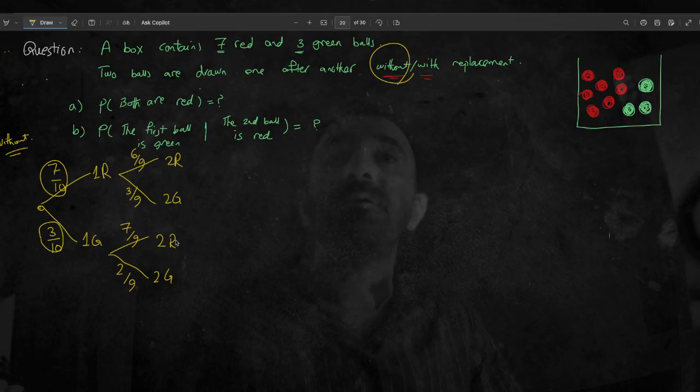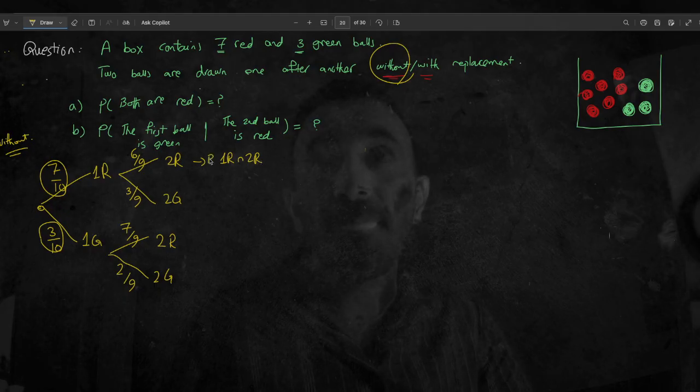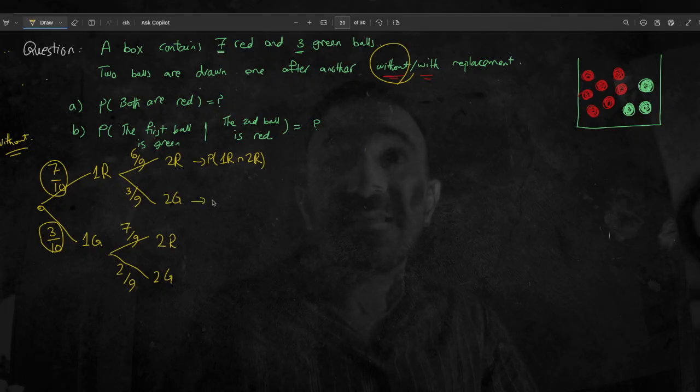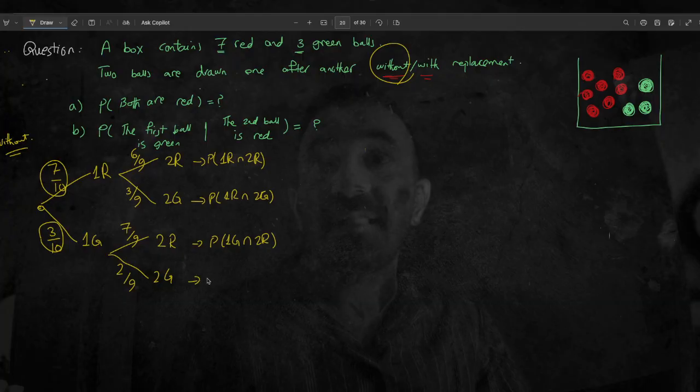Now, what is the first case? Let's summarize it. The first case is the first ball is red and the second ball is red. The second case is the first ball is red and the second ball is green. You can continue: the third case is the first ball is green and the second ball is red. And the last case is both are green, 1 green and 2 green.